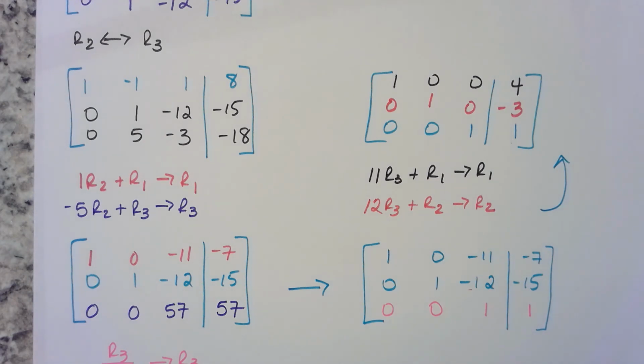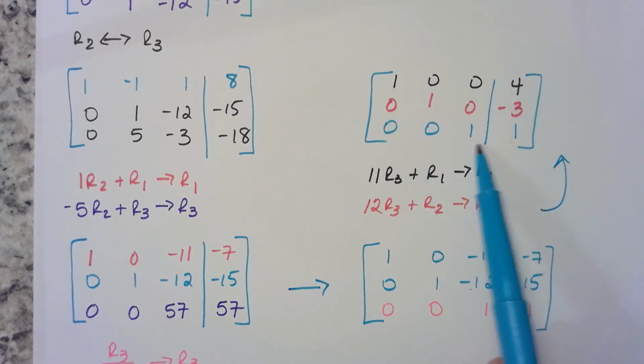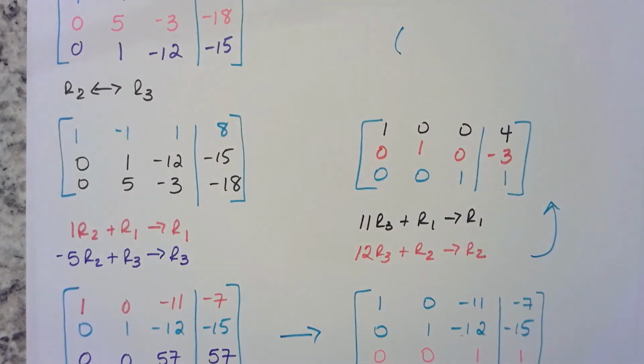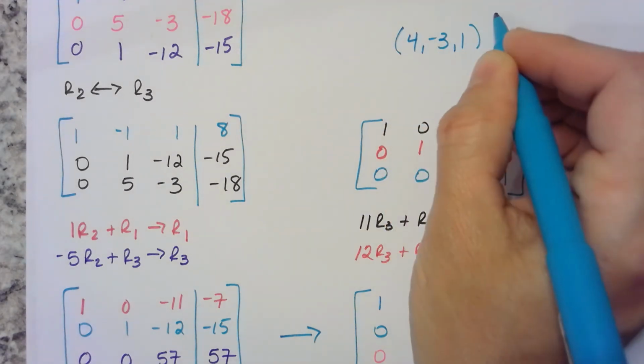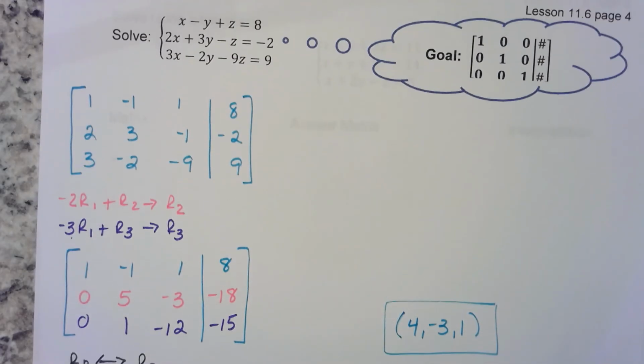At this point, we have x equals 4, y equals negative 3, z equals 1. So our solution is the point 4, negative 3, 1. And of course you can check that by substituting it back into all three equations and make sure it works for all three.